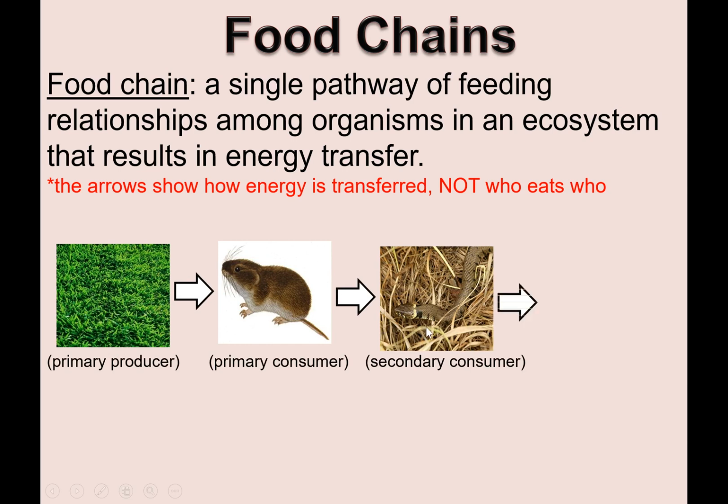And if that snake was eaten by a hawk, the hawk would be our tertiary consumer. It's going to get the energy transferred from the snake's body to its body. So this is a food chain. They're really easy, right? The only important thing to remember is that you don't get tripped up and you draw the arrows the right way or show the correct energy flow.